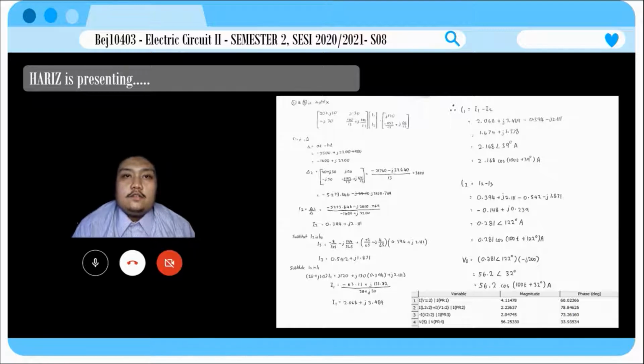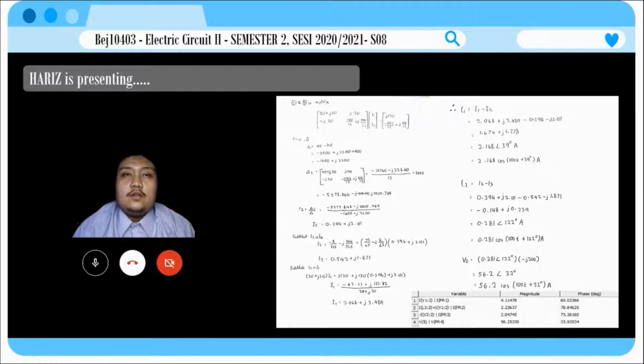Delta 2 is negative 5273.846 minus j2510.769. To find I2 we use delta 2 over delta, and we get 0.394 plus j2.11 ampere. Then we substitute I2 in I4, and we get I3 as 0.542 plus j1.871. After that we substitute I2 in I1 to get I1, which is 2.068 plus j3.489.